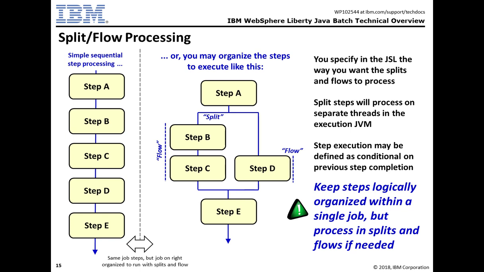JSL allows you to define a set of steps as a flow, and so here we've got steps B and C as a flow and step D as its own flow, and then we wrap that with a split, and that tells the batch container it can run these two flows at the same time. So the main job will be going along, it'll run step A, and when that finishes, it'll spin off step B and then C on one thread and step D on another thread, and when both of those things are done, it'll come back together and run step E. So that allows this stuff to happen concurrently if the flow through your batch job allows that.